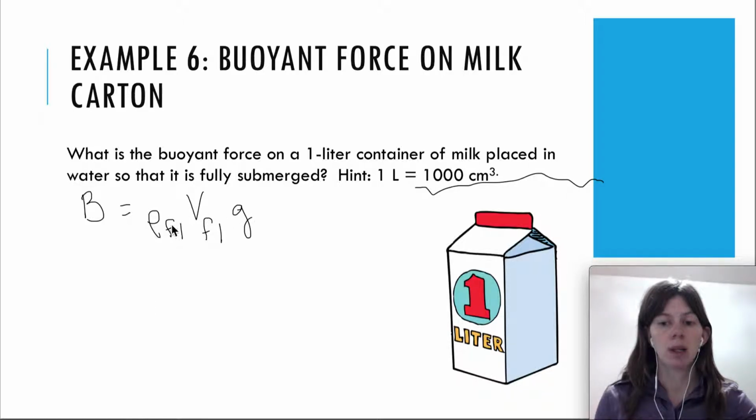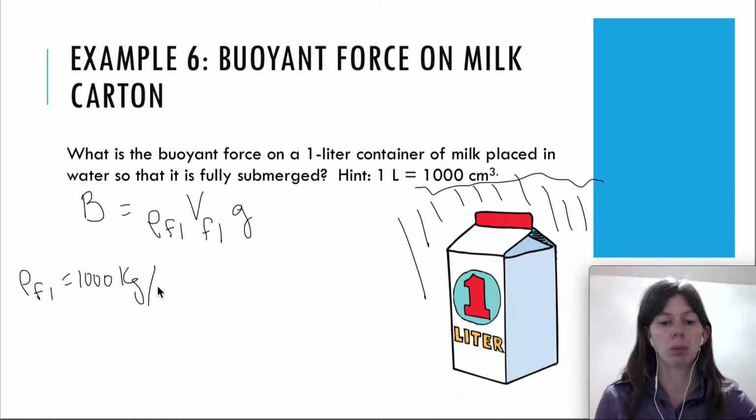Buoyant force is the density of the liquid. Now, it's not the density of milk, it's the density of the liquid in which that object is. So the density of water. So we'll go ahead and write down our givens. Density of the water is 1,000 kilograms per meter cubed. And then we need to know how much volume the milk carton pushes out of the way. How much fluid is displaced? That's what V fluid stands for.